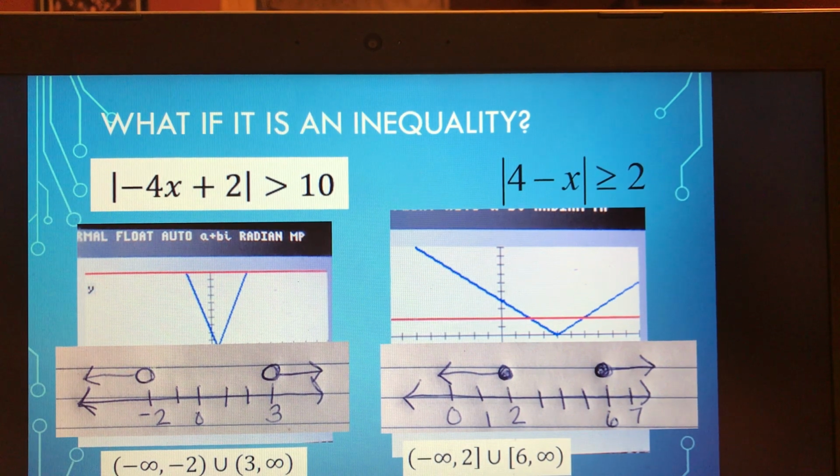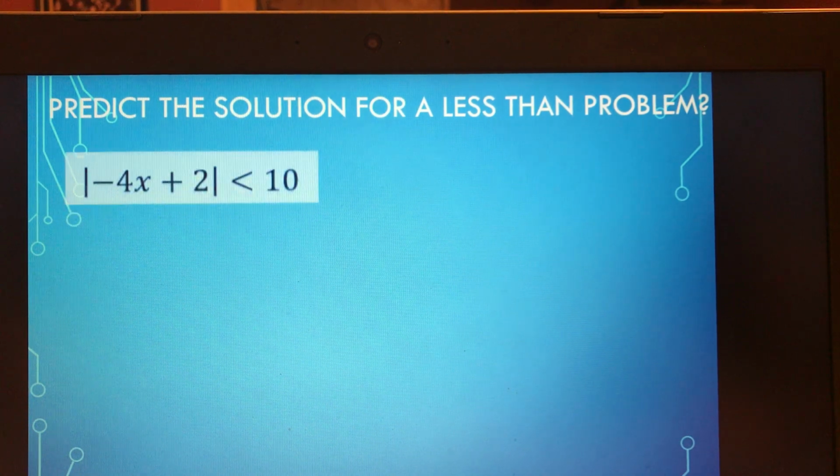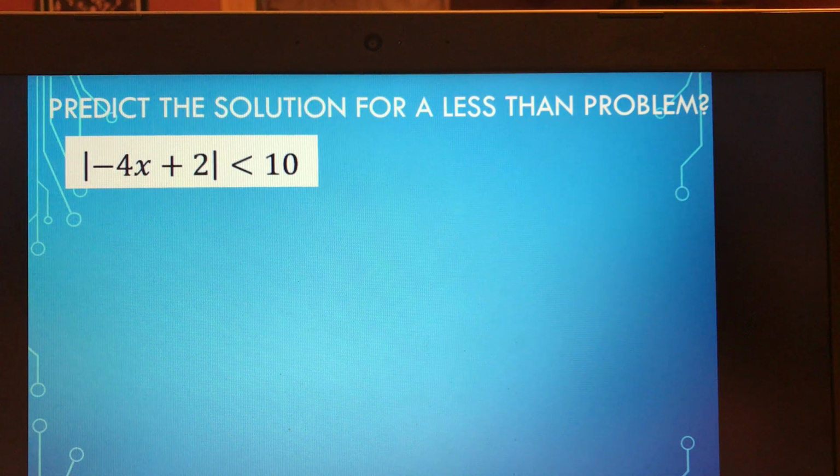Before we do, what conclusion can you make about the absolute value inequalities that have a greater sign? Very good. I hear things like there's a disjunction, there's a gap, there's a break, it's an or. Very good. I like all of those answers. Alright, so let's talk about a less than. Alright, so go ahead and put this in your calculator.